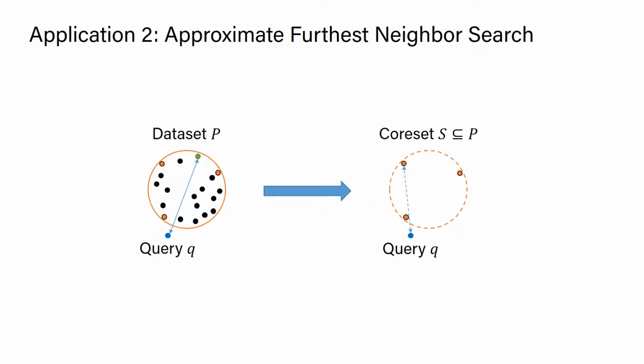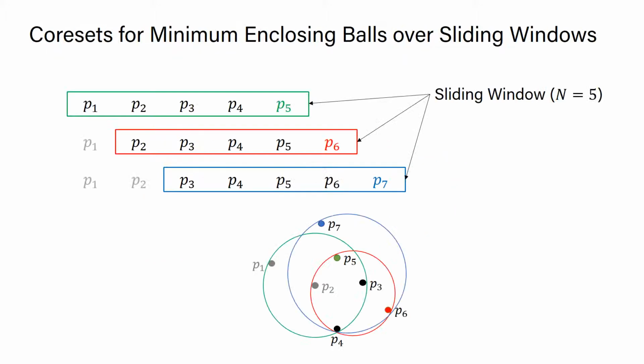As another example, coresets for MEB can be applied to approximate furthest neighbor search. For any query point, its furthest neighbor retrieved from the coreset can approximate the exact one from the original dataset, with a theoretical guarantee. Existing work on coresets for MEB focuses on the batch or append-only streaming setting. But their algorithms cannot be used for sliding windows.